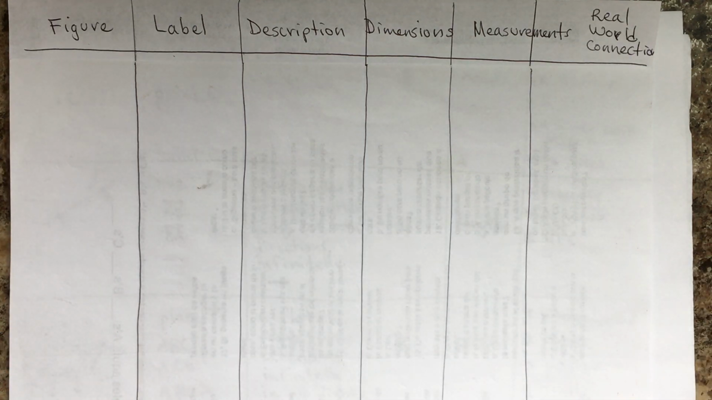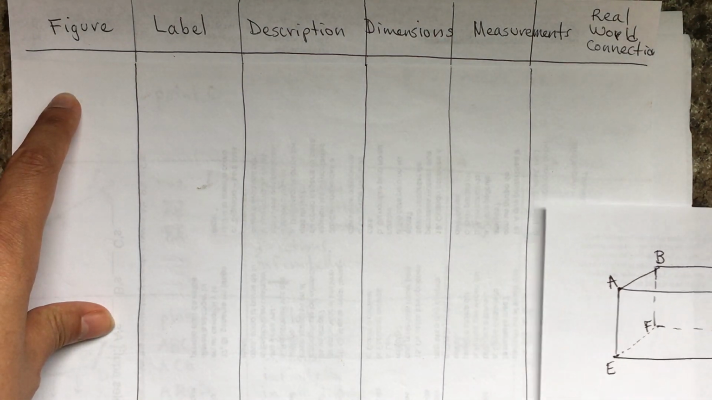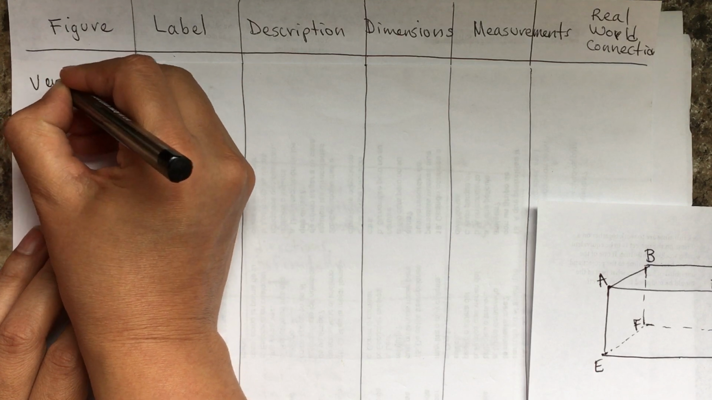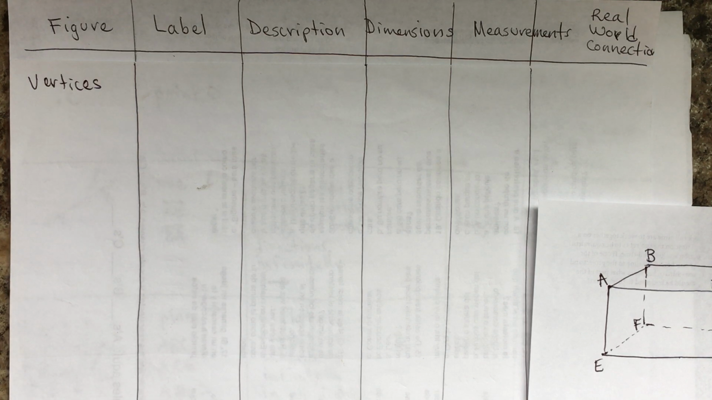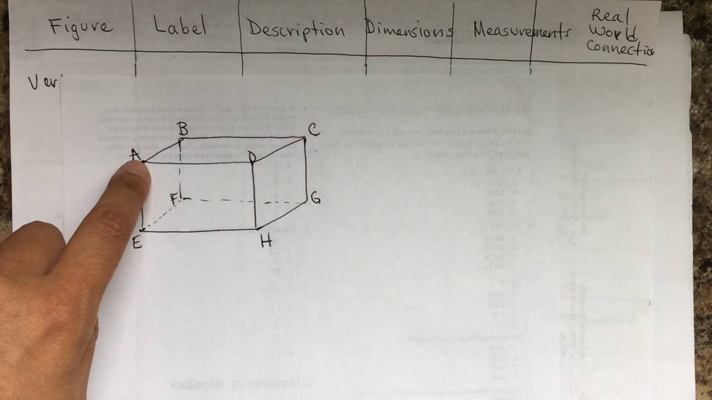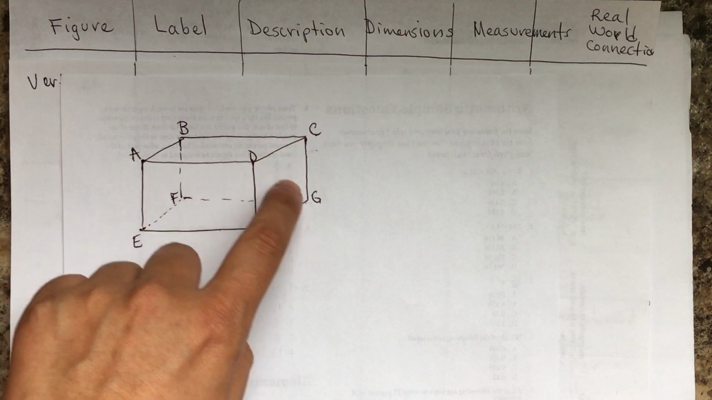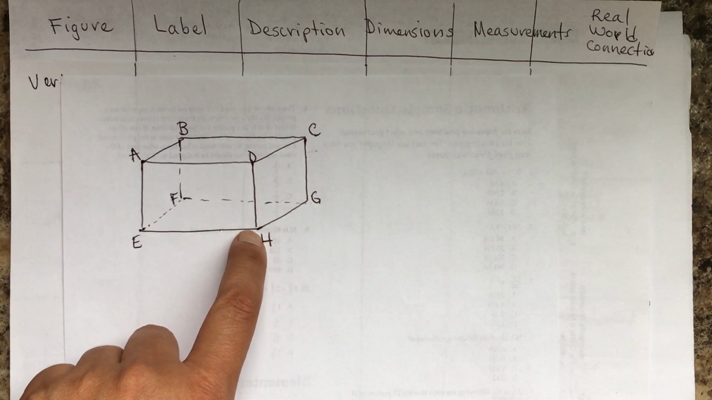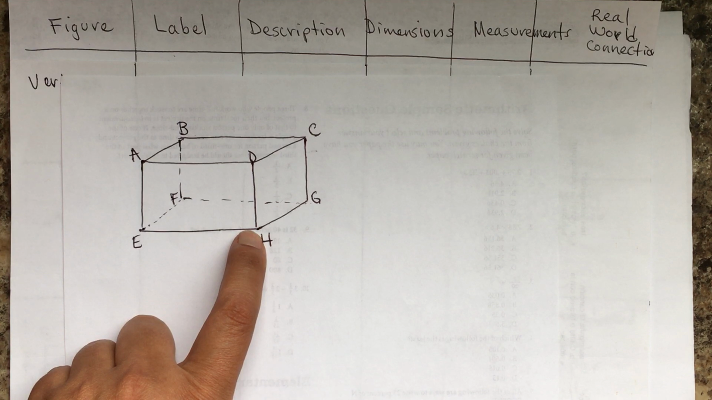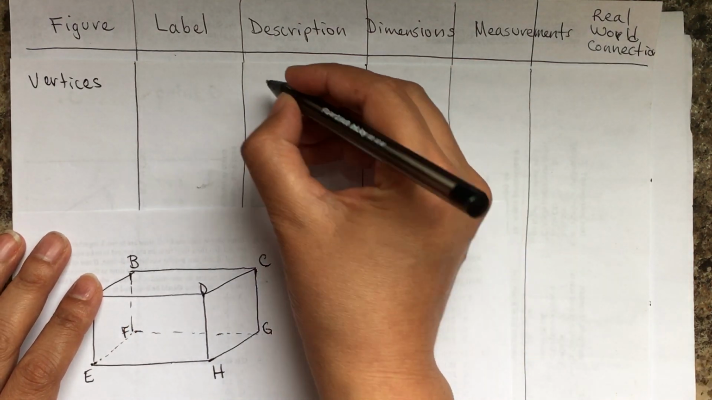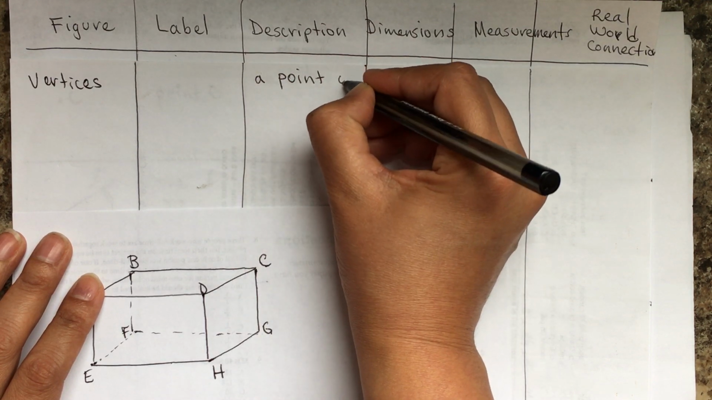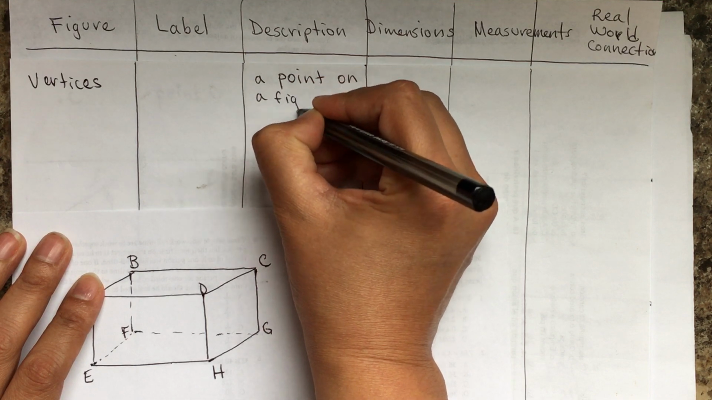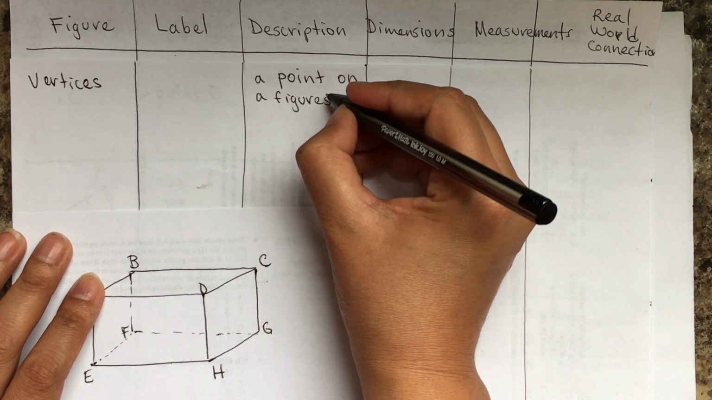And so what we're going to learn now is vertices. We're not going to put a label. Vertices are just, some people call them the corners. But the description says a point on a figure's extreme.